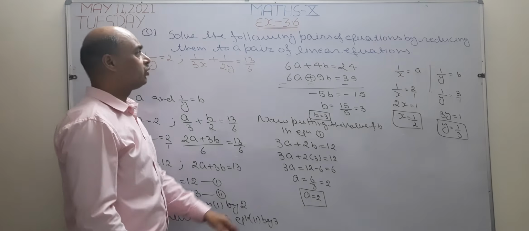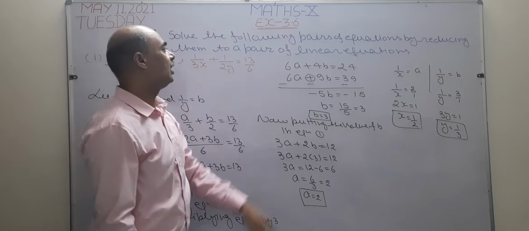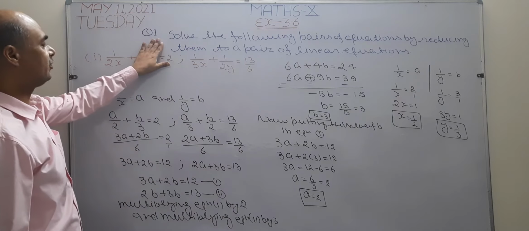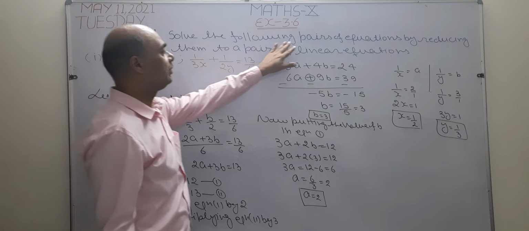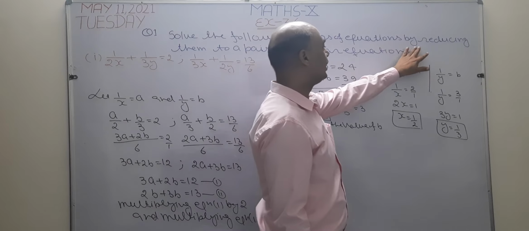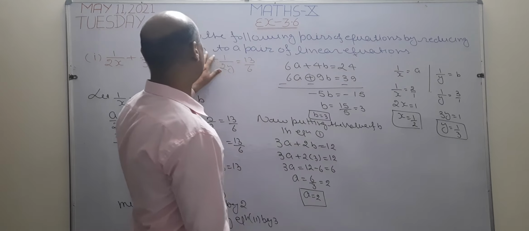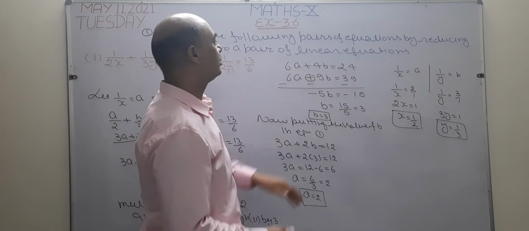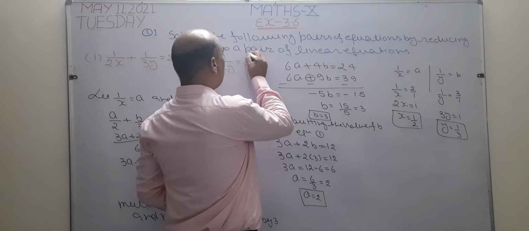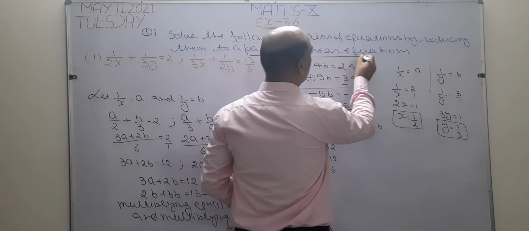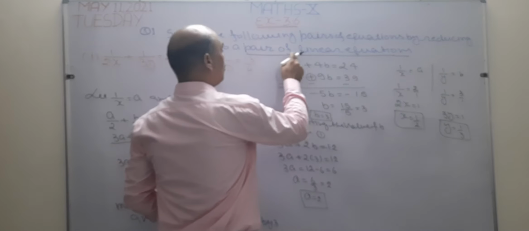Hello students, today we are going to start exercise 3.6. I am going to start with question number 1. Now see what is given. Solve the following pair of equations by reducing them to a pair of linear equations. We have to reduce the given equations to a pair of linear equations.